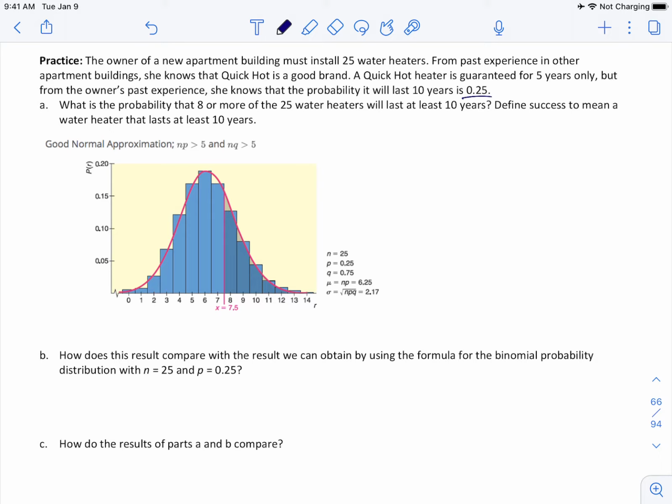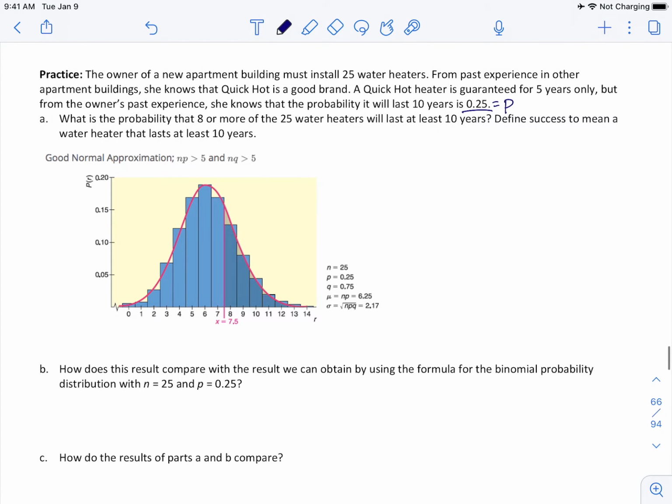So this 0.25, that's going to represent our P. And if she's installing 25 water heaters, that represents our N. What is the probability that 8 or more of the 25 water heaters will last 10 years? Define success to mean a water heater that lasts at least 10 years. So we want 8 or more is what we're looking for here.